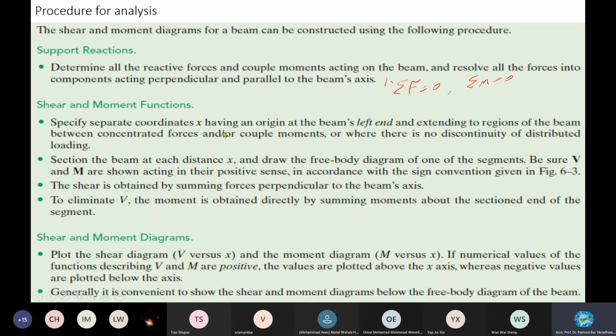Specify separate coordinates x having an origin. You must know whether it's 1 dimension or 2 dimension, right? In frames, it is always 2 dimension. Frames means it will have loading in the horizontal direction and vertical direction. Automatically, you will have reactions in vertical and horizontal directions.